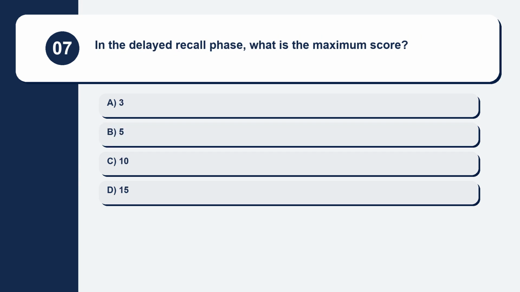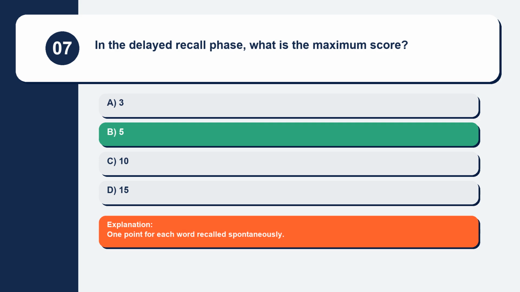Question 7. In the delayed recall phase, what is the maximum score? 3, 5, 10, 15. 1 point for each word recalled spontaneously.